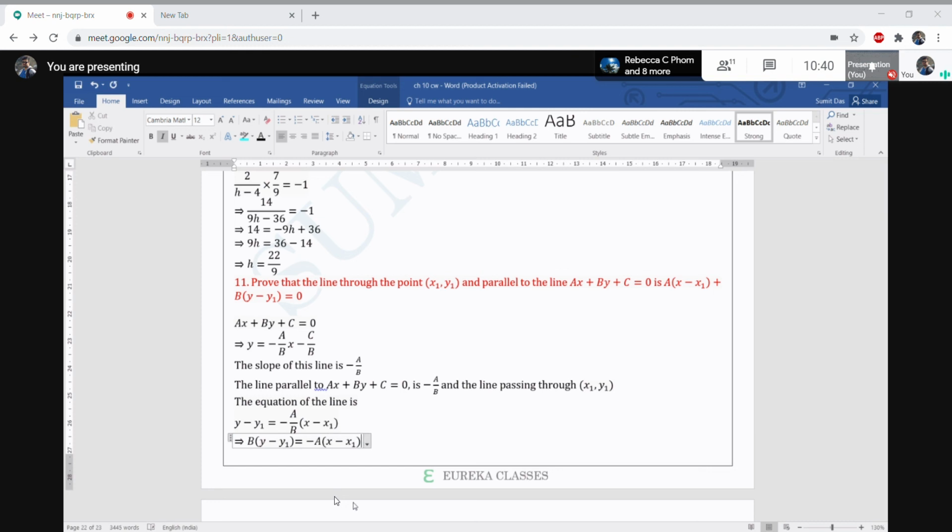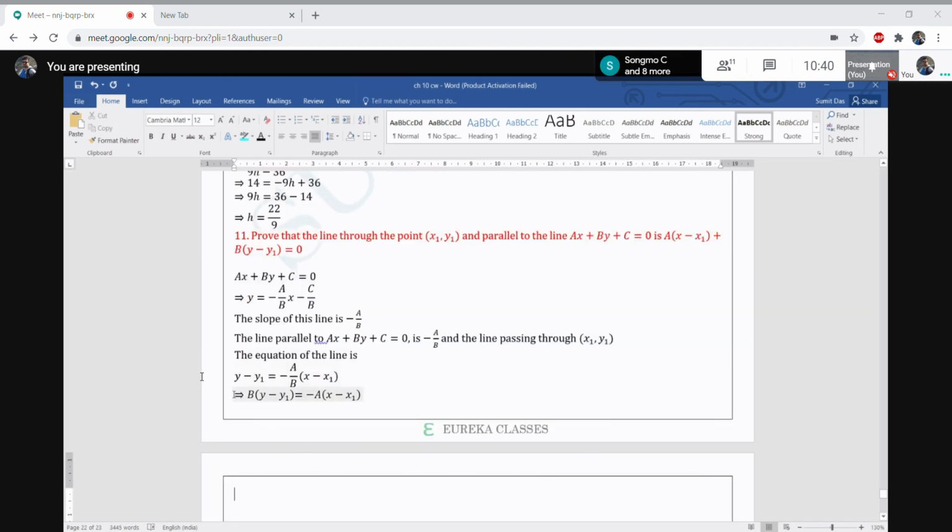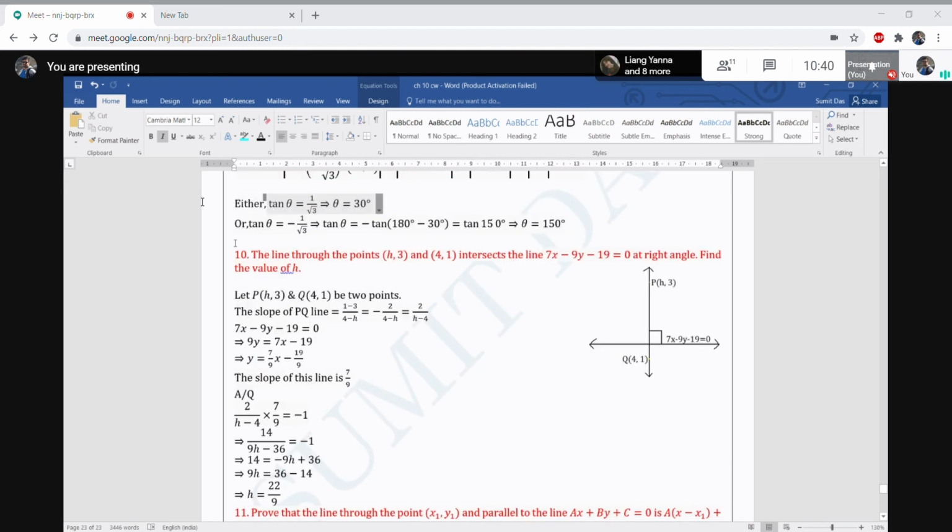Okay, so if you simplify again, just take the a to that side, it will be b into this. We get this equal to 0. I'm just taking the a part to the left hand side, so this part will be 0.